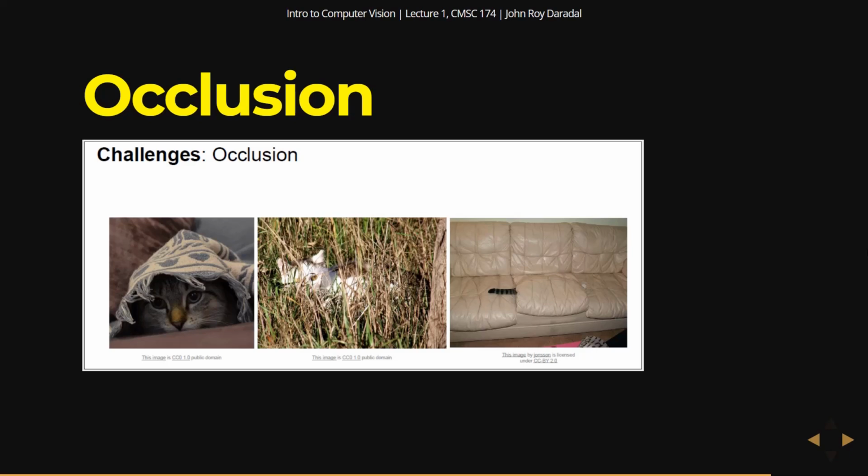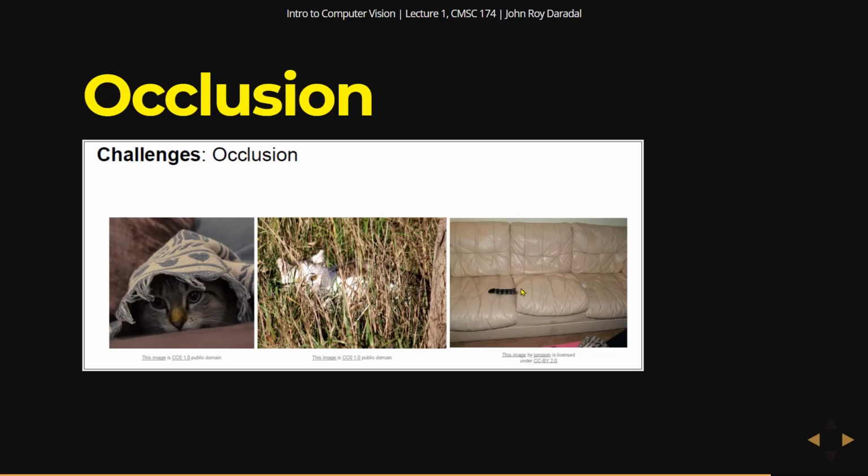So occlusion is basically being hidden, or being occluded, or having something in front of you, or not really clear that you are the foreground. Okay, so you might blend with the background. So for example, here we can see the cat hiding behind the blanket, and even behind the grass here, and then the third one, it's hiding under the couch pillows, I guess, but we can see the tail, so we know that there's a cat there.